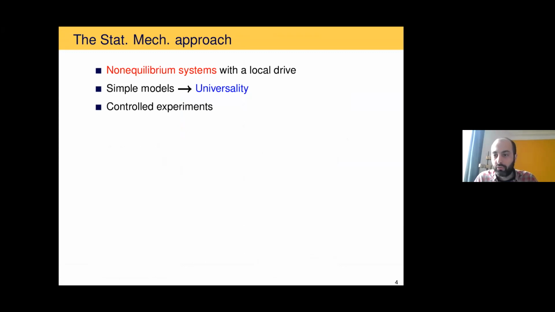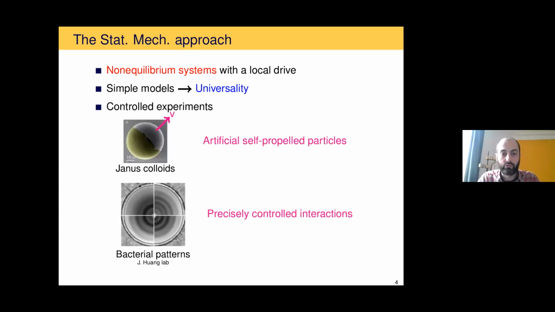So the examples I've shown you are complex systems, biological systems, but as usual in the statistical mechanics approach, we study simple models that we can understand more or less in detail, and we hope that there are some universalities, that these models will tell us something about the more complex systems. And one thing that's nice for active matter compared to other kinds of non-equilibrium systems is that we often have many experiments that can be well controlled.